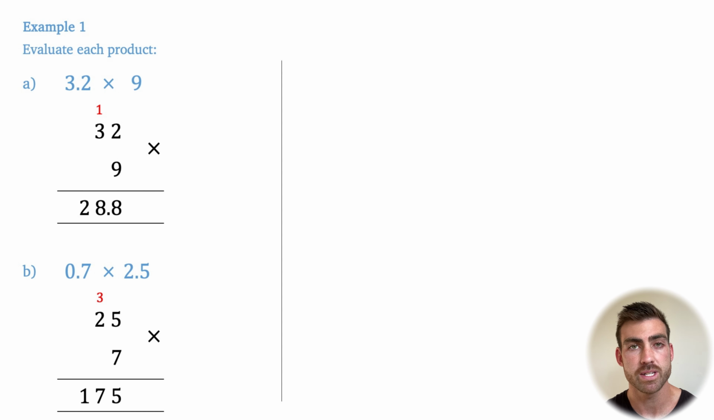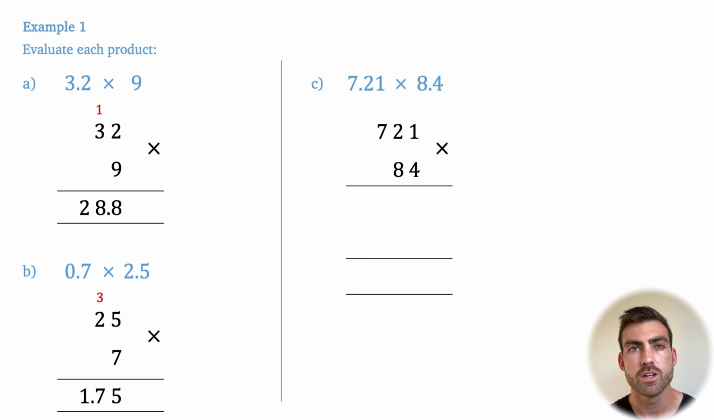Now our final step, adding the decimal point in the correct location. Since the question has a total of 2 decimal places, the answer should also have 2 decimal places, giving us 1.75. In example C, notice that we are multiplying by 2-digit numbers or larger. So we set up our question like this, and we need to leave an extra row.